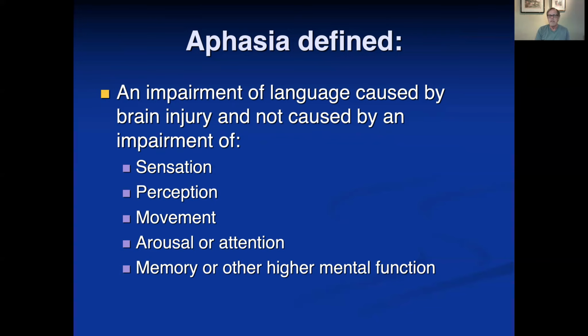Movement. By movement, we mean if they are impaired in their writing, it's not because they can't move their upper extremity. If they're impaired in their speaking, it's not because they have a paralysis of the speaking structures. It's not due to arousal or attention deficits. And so you can see that they're attending and they're fully alert.